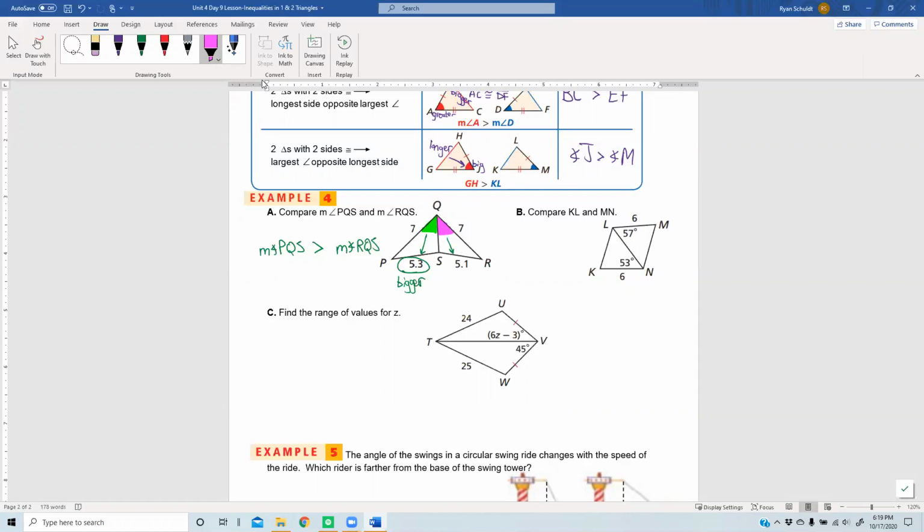Now they asked me to compare KL. So here's KL in pink. He's looking pretty in pink. And MN. MN is right here in green. So now if I look across from those, which angle is greater? 57 is bigger. So that means this is my bigger side. So KL is less than MN. KL is smaller.